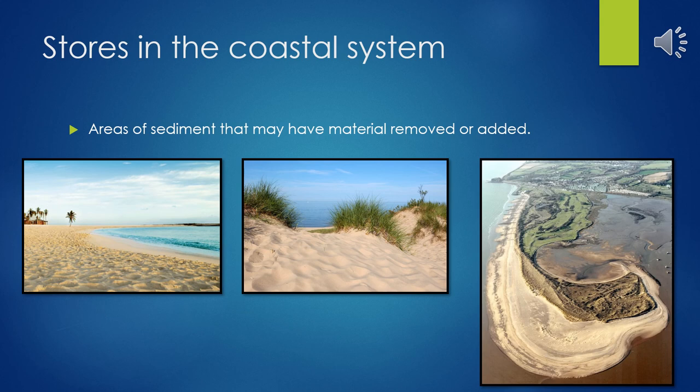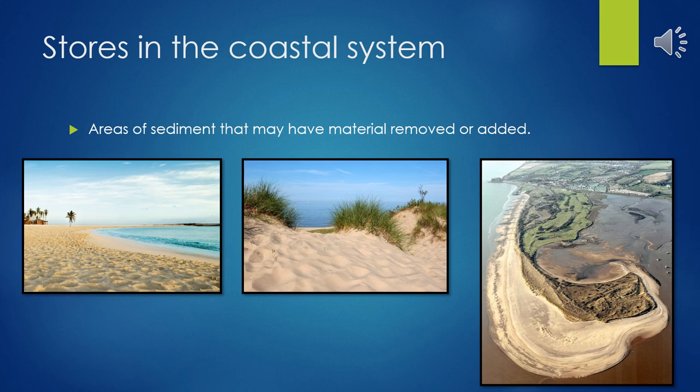Stores in the coastal system. So a store is any part of the coast where sediment remains for a period of time, and the sediment can either be removed from this or added to it. So I've got some diagrams here. You can see on the left you have a picture of a lovely beach. Beaches are caused by deposition, so the material is stored on the beach and it can be removed from the beach or added to the beach, in fact.